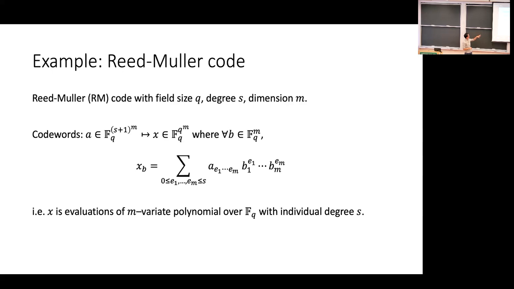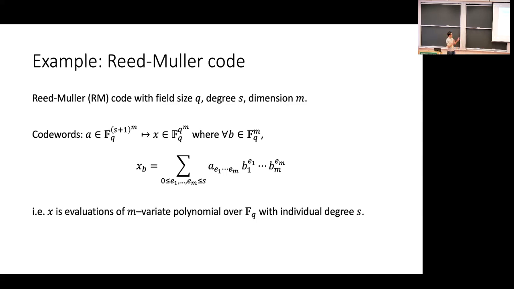There's some overloading here, but basically we think of our original message as something living in F_q raised to the (s+1)^m. Basically, you're going to take your message and interpret each coordinate of your message as a coefficient of an m-variate polynomial where each of the variables has degree at most s. And then you're just going to take this polynomial and evaluate it on every point in F_q^m.